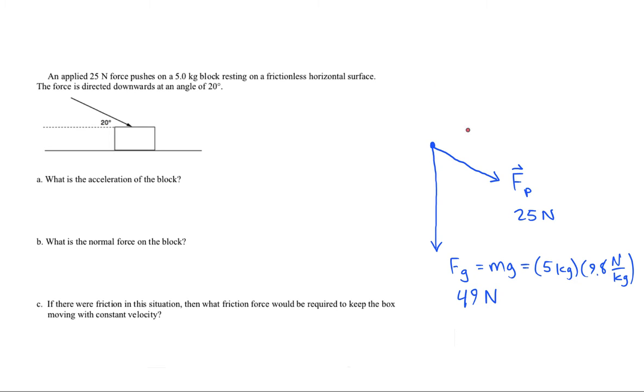Instead, what I'll do is break down the force of push into its components. Now, why am I doing that? Because it's at a weird angle. It's not aligned with the x or y, horizontal or vertical dimensions. So let's go ahead and find its components. This will be FPX, and this can be FPY. Let's calculate what FPX and FPY are.